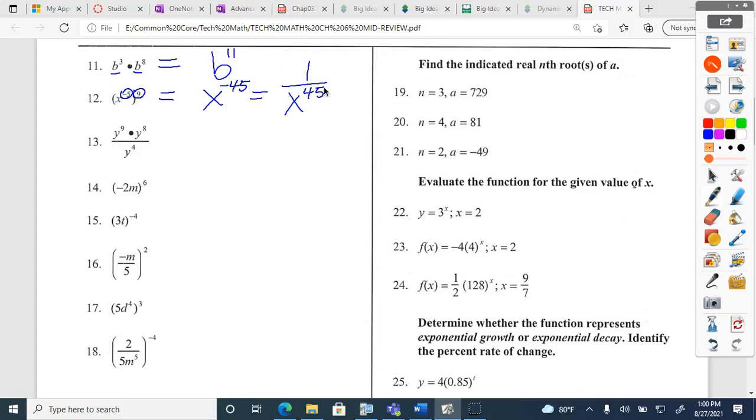Can you just write that? Yeah, if you want. You mean skip the middle one? Yes. Yes, you can, if you realize it. Everybody good on 12? Okay.